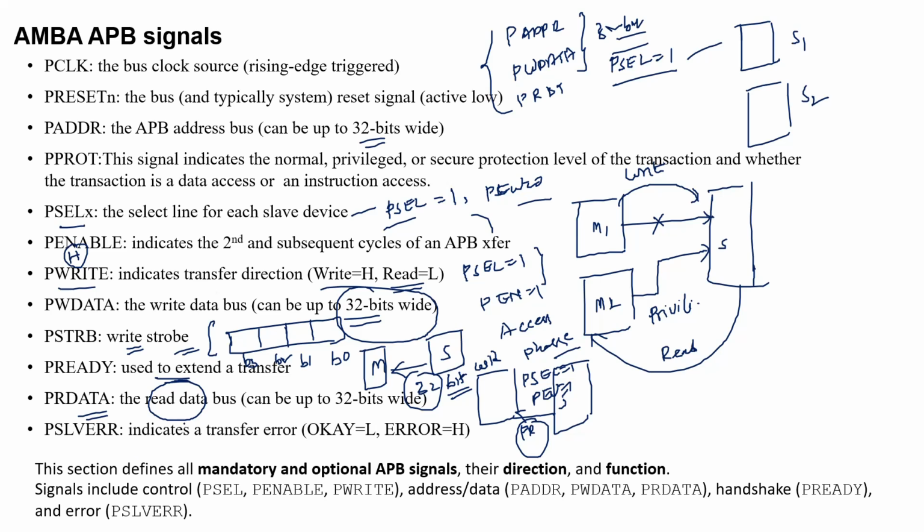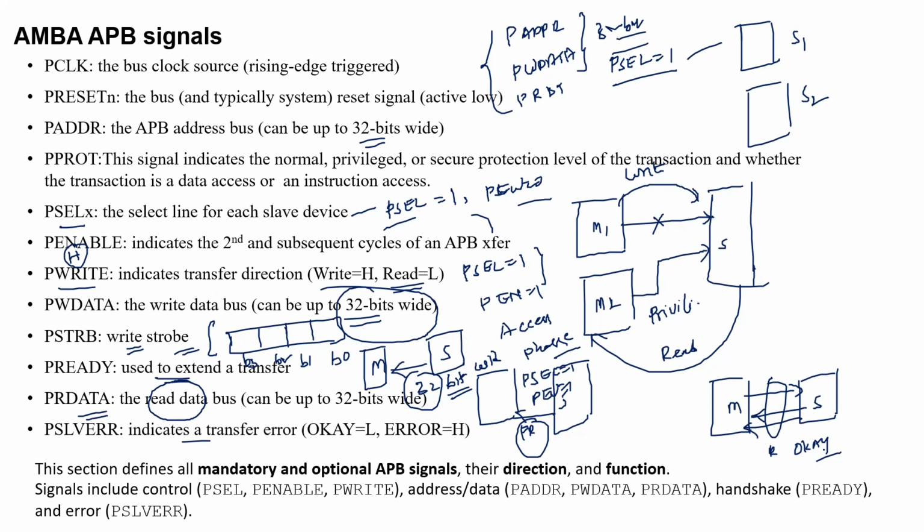And then PSLVERR. PSLVERR indicates that if the transfer is okay, then a normal transaction is happening. That means my master is sending data to the slave, and the slave is also sending data to the master. The slave is ready to receive the data, so it will send the okay response. Once the transaction is completed, it will send the okay response.